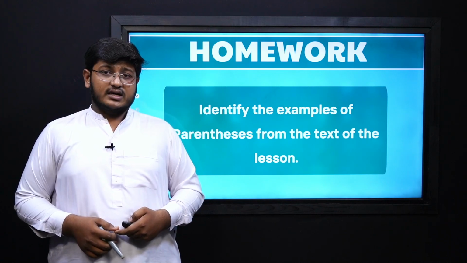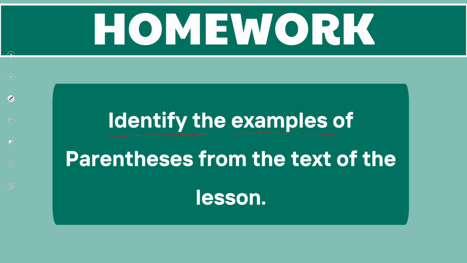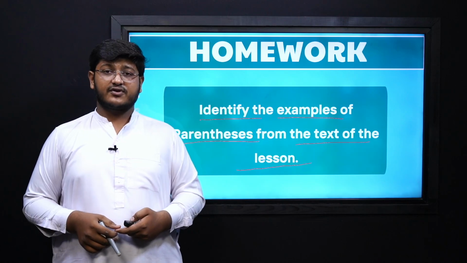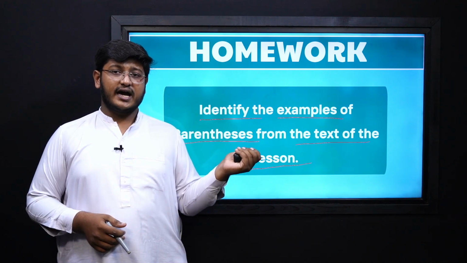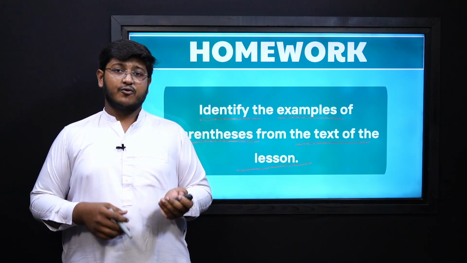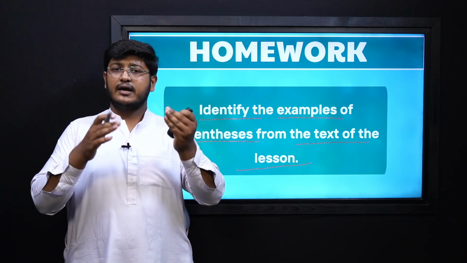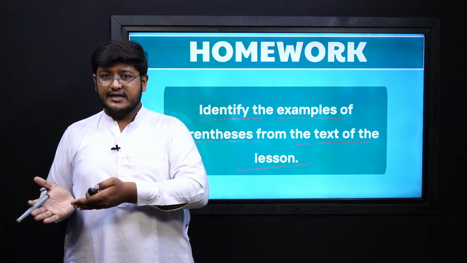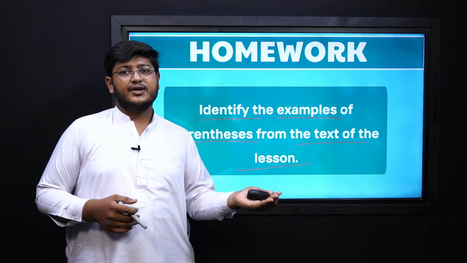Let's go further. We have a homework. What you have to do as homework is identify examples of parentheses from the text of the lesson which you have read on bribery. So you have to identify examples of parentheses where these brackets are placed to give extra information or to enclose a number or a letter or acronym. You have to find such examples and list them.